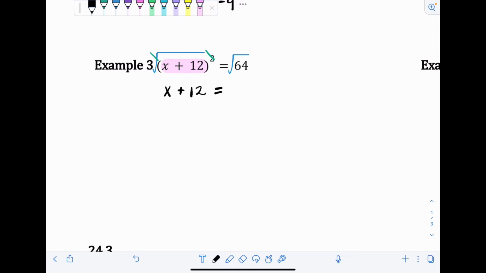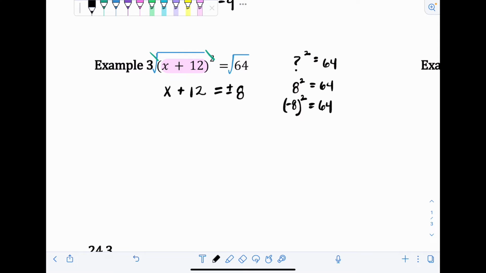And then the square root of 64 is asking, what number times itself is equal to 64? It's 8. But the same thing applies here where we have to do a positive and a negative 8, because 8 squared is 64, but so is negative 8 squared, because that's a negative 8 times a negative 8, and a negative times a negative is a positive, so it's positive 64.